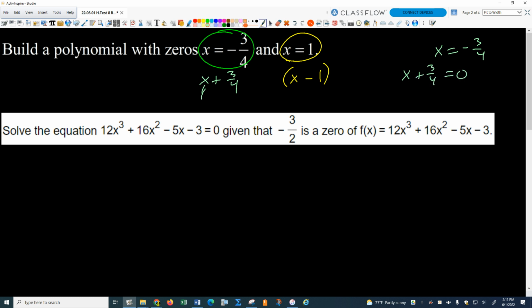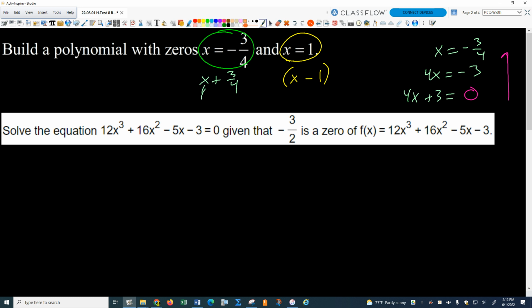What would the prior step have been? I could clear the fractions and get 4x equals negative 3. If I add the 3 to this side, don't I get 4x plus 3 equals 0? Aren't those the steps you would have taken in reverse to find the 0 of that factor? We would have subtracted the 3 to the other side and then divided by 4.